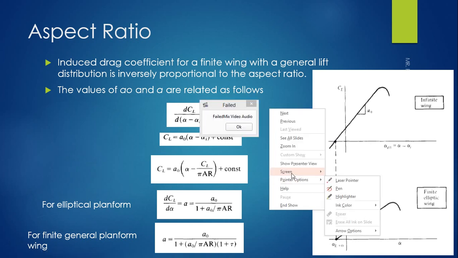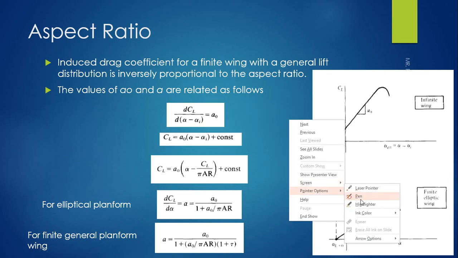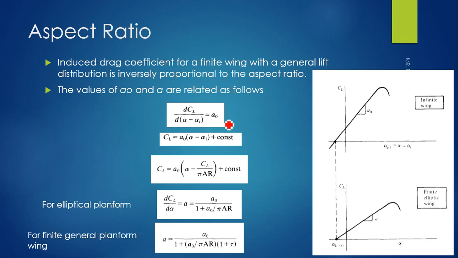So in our last class we have seen this aspect ratio for elliptical wing and all. And what is aspect ratio? We all know aspect ratio is equal to b square by S. Now in this session what we are going to see is how this aspect ratio is related to the lift curve slope for infinite wing and finite wing. How it is interconnected. So what is the formula for this lift curve slope for a finite wing by using this aspect ratio? That way we will see.